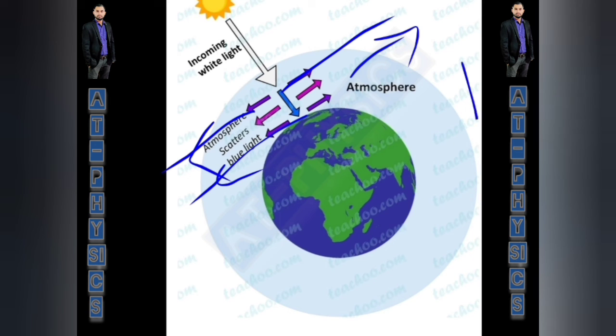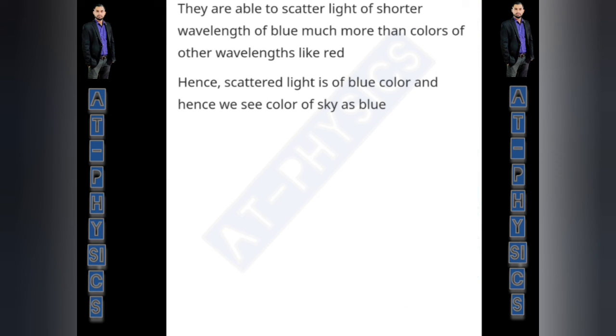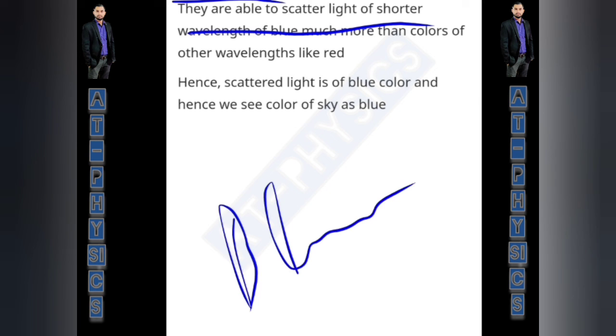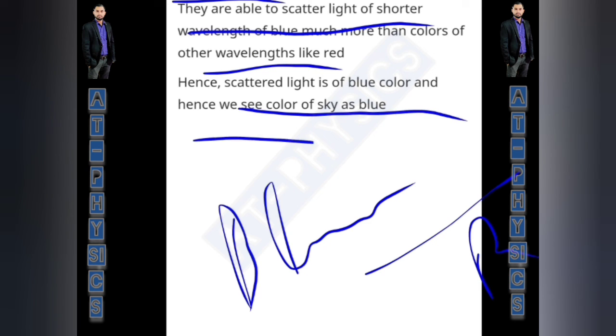blue light is easily scattered by the atmosphere. So when sunlight falls on molecules of air present in the atmosphere, they are able to scatter light of shorter wavelength, and we all know that blue light has a shorter wavelength than red light. So other wavelengths like red are not scattered, hence the scattered light is blue, and hence we see the color of the clear sky as blue. Okay guys?